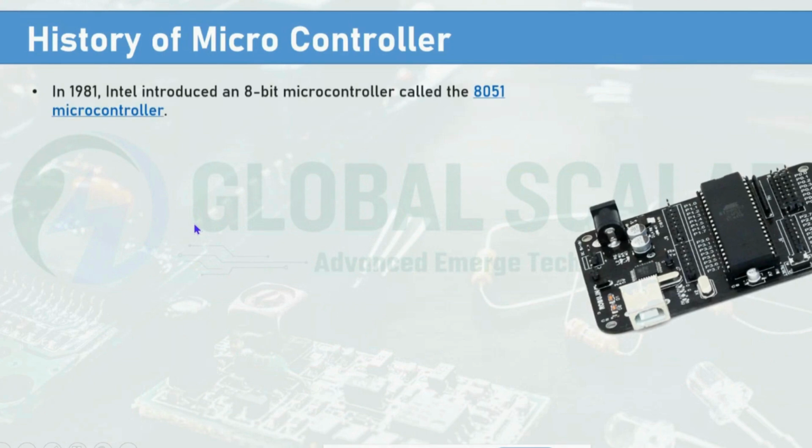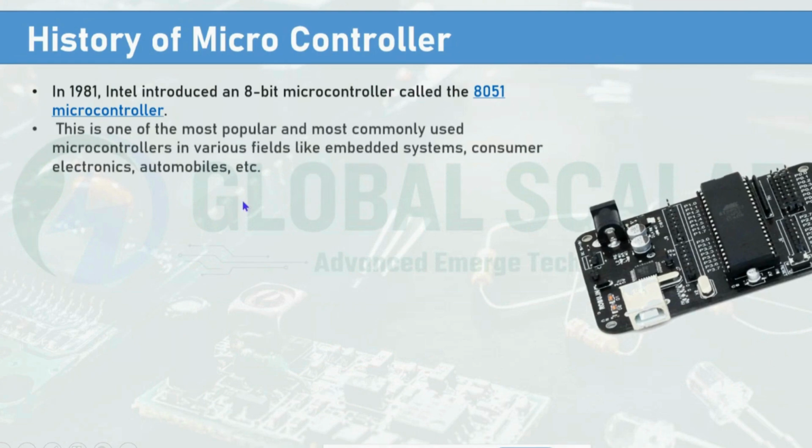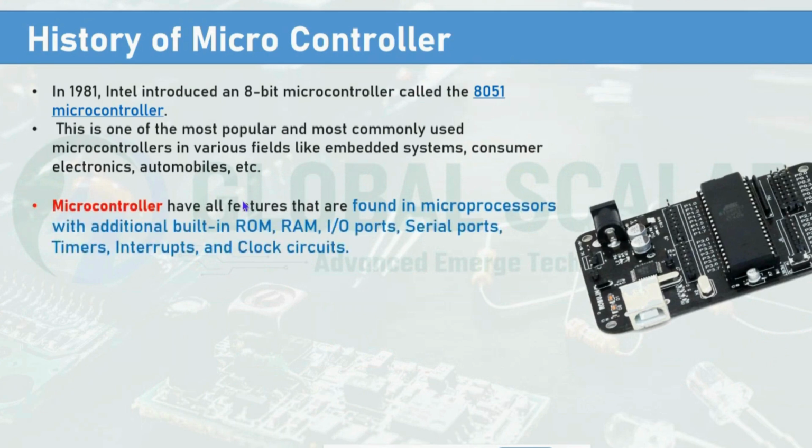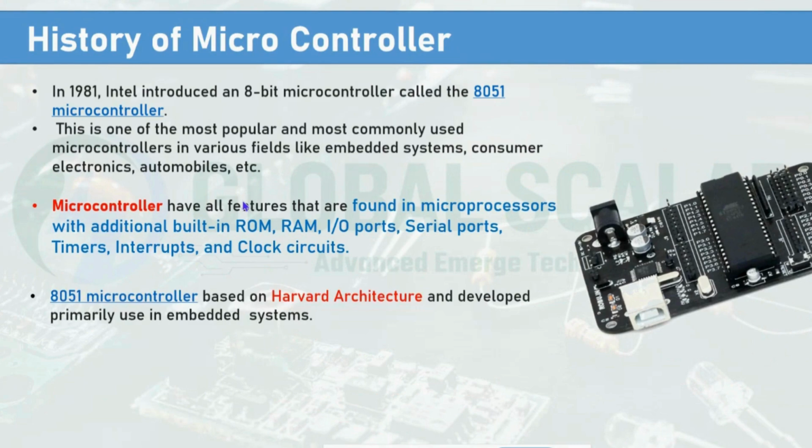So in 1981, Intel introduced the 8-bit microcontroller, the 8051 microcontroller. This is one of the most popular and commonly used microcontrollers in various fields, in embedded systems, consumer electronics, and automobiles. As we know, it consists of the CPU, RAM and ROM, IO ports, serial ports, timers, interrupts, and clock circuits. So it is a combination of multiple electronic components on a single device, and it is named the 8051 microcontroller.